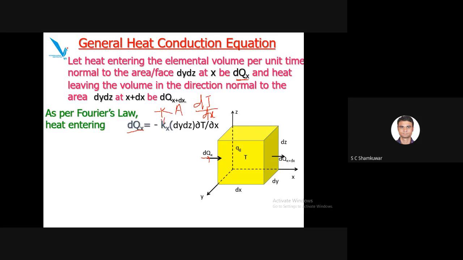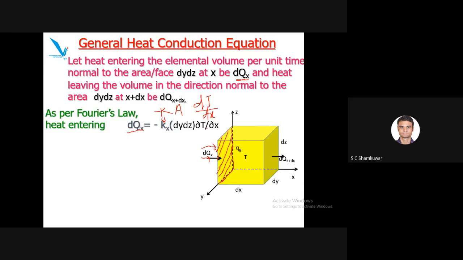So minus k will be minus kx, where kx is the thermal conductivity in the x direction. Now what will be the area? The area should be perpendicular to the direction of heat transfer. For the x direction, what is the area of this face? It will be dy into dz. Understood? Into dT by dx.